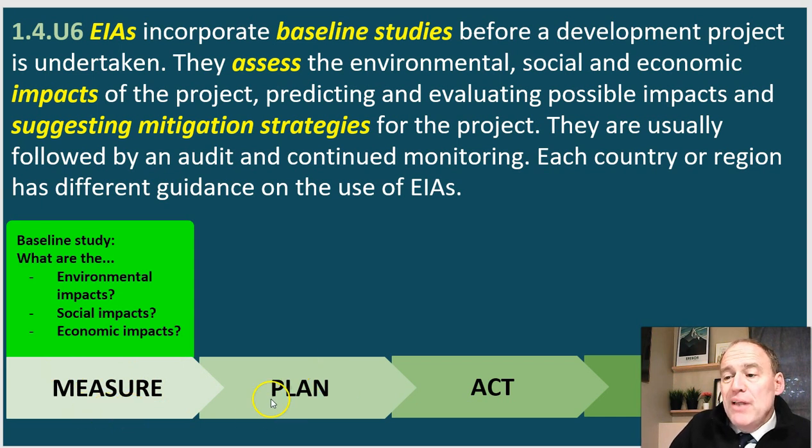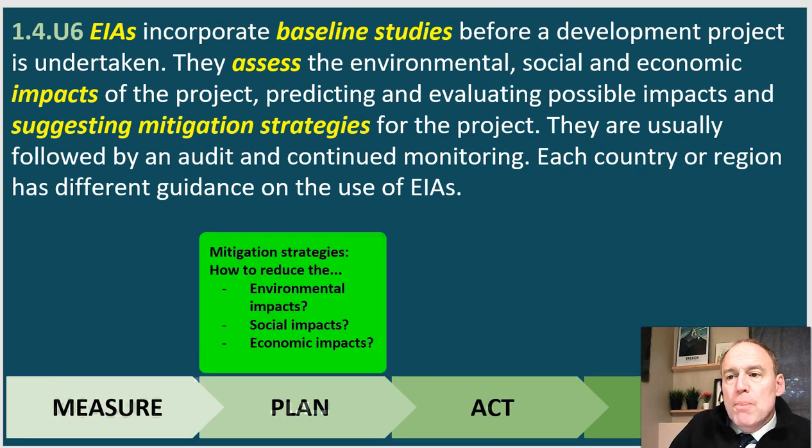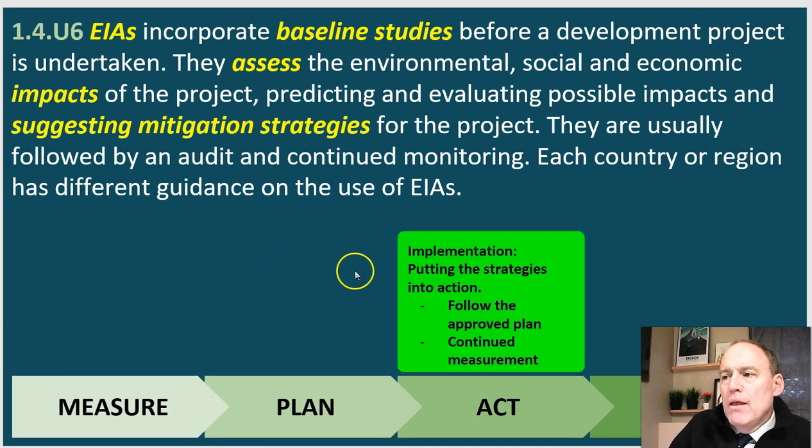The next step will be to plan. In terms of planning, we're going to look at mitigation strategies, how to reduce the environmental impacts, the social impacts, the economic impacts. And once we've measured and planned, you can see we're going forward to act. There's going to be implement, put the strategies into action, follow the approved plan, continue measurement. And at that point, we may need to go back to the planning stage if the plans that we made based on the measurements we made and the predictions we made are not coming through.